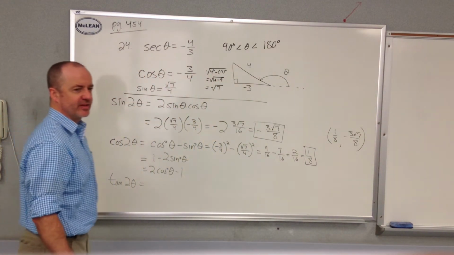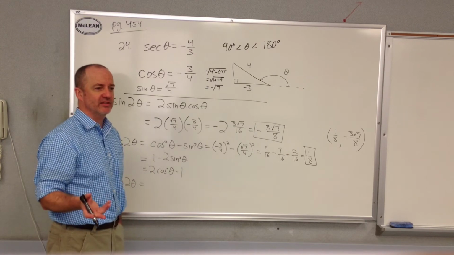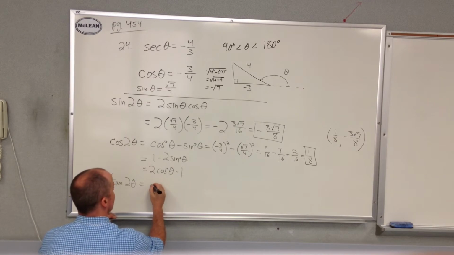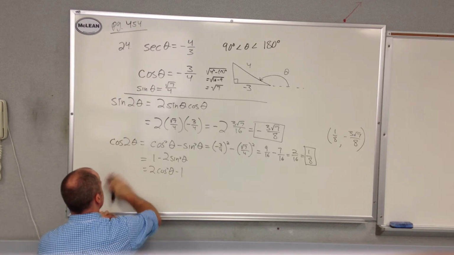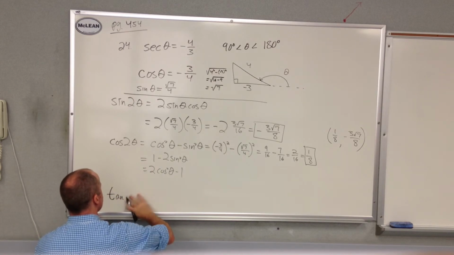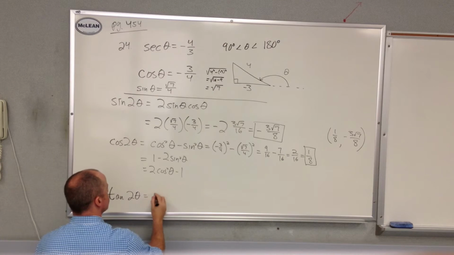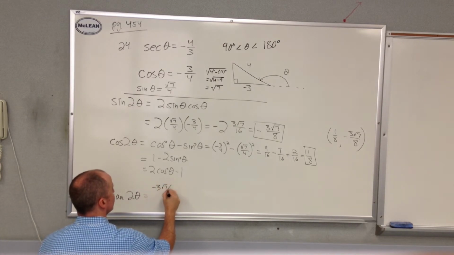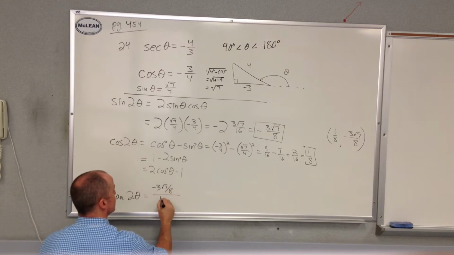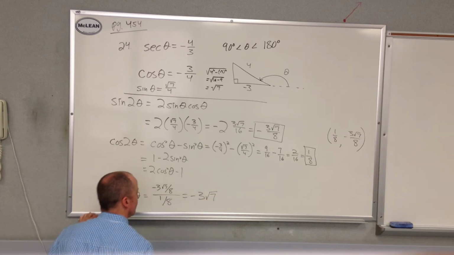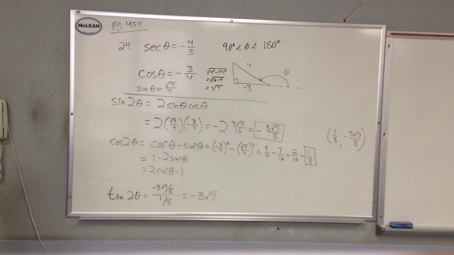Tangent of 2 theta. There's just one over the other. Should I pull out a formula for this? No. Heavens no. I'm just going to put my sine of negative 3 root 7 over 8 on top of my cosine of 1 over 8, and that will just be negative 3 root 7 when I'm done simplifying that fraction. So that's how I use these identities.